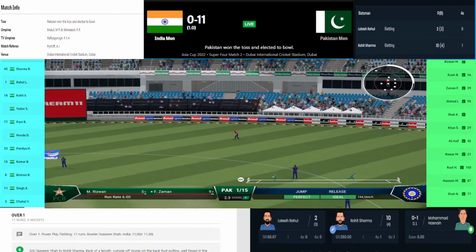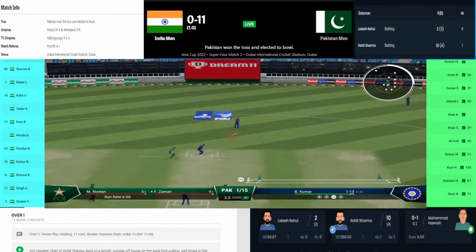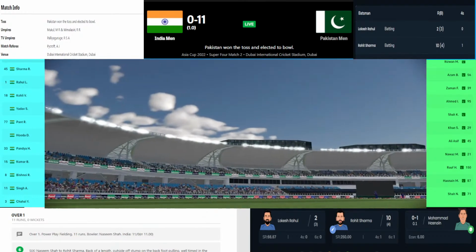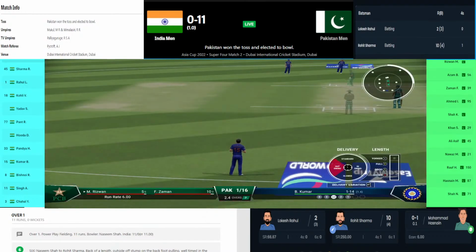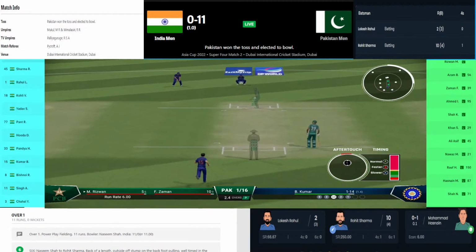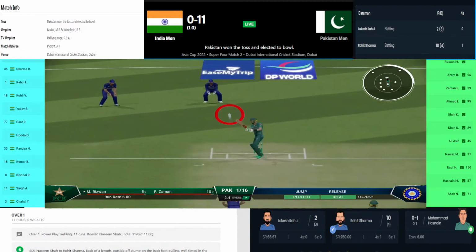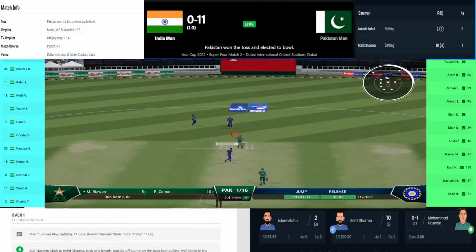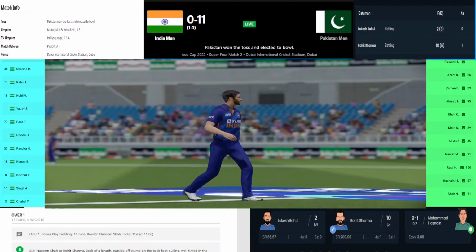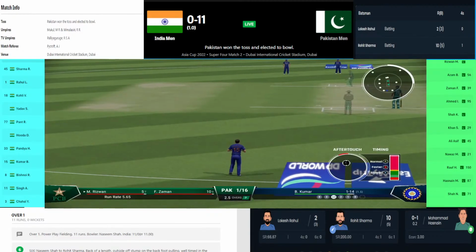Second over will be bowled by Muhammad Hasnain, I think, who is playing his first match against India. So here's Muhammad Hasnain. Second over, first delivery to KL Rahul. KL Rahul places it to third man, gets a single, and with the help of that single, the score will move on to 12 after 1.1 overs. That's a decent start from India so far.